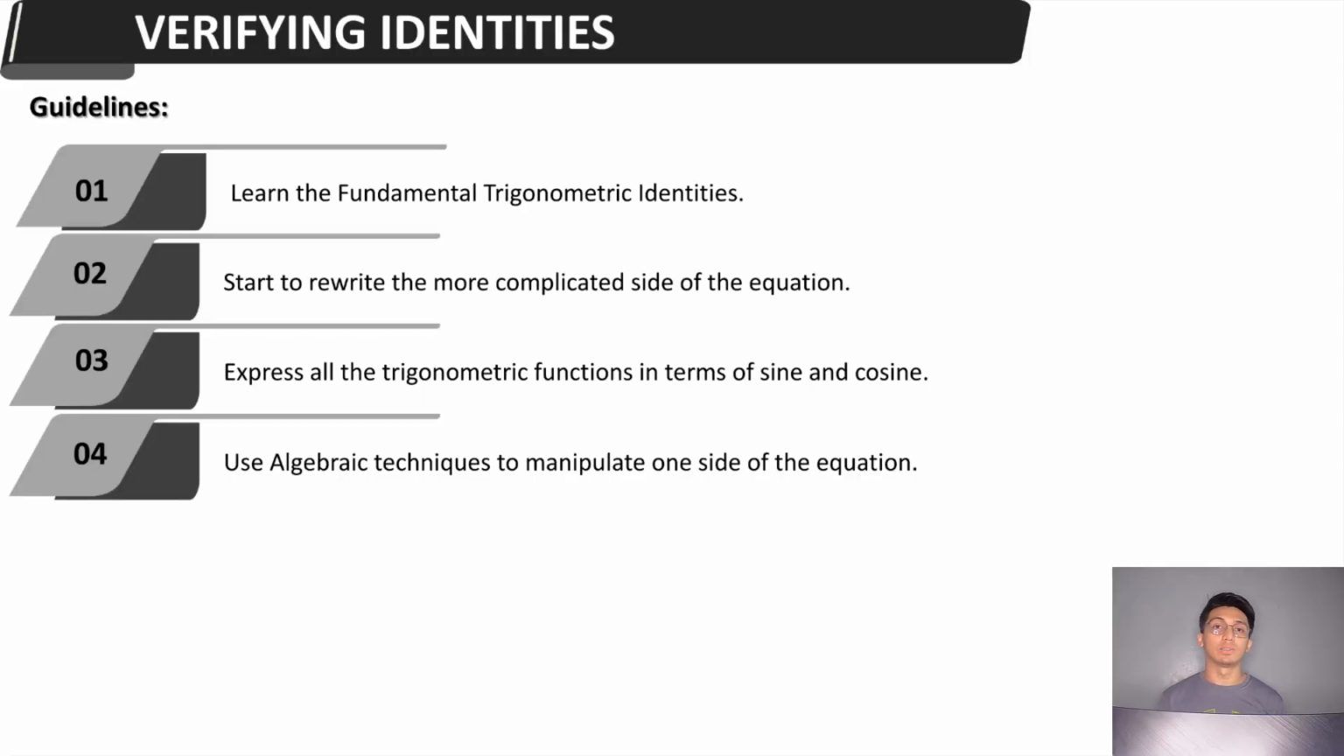And to apply all these guidelines for verifying identities, let's take 8 examples. So let's start with example number 1. Example number 1, given cosecant theta tangent theta is equal to secant theta. So kapag makita natin problem, alam na natin agad kung ano yung mas complicated na side. This side of the equation, the left side of the equation. Gagawin natin, we will use now the fundamental trigonometric identities.